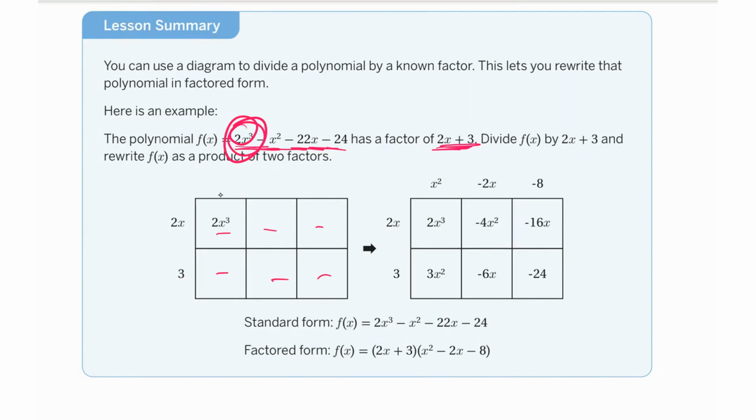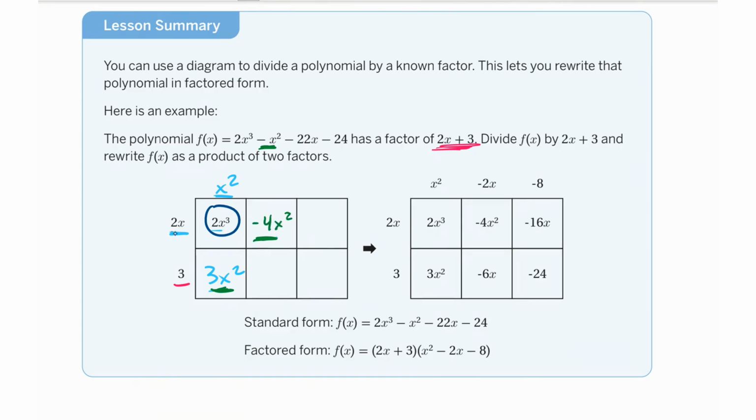So for this example problem, I know that these numbers come from here. First term goes in the first box. And now as I work, I know that this needs to multiply by x squared so that I get what's inside this box. Now that I know x squared, I do x squared times 3, which is 3x squared. Then this corner and this corner have to add to whatever the next term is in my original equation. So these two things have to add to negative x squared, which means that this has to be negative 4x squared. And now I'm just repeating that process.